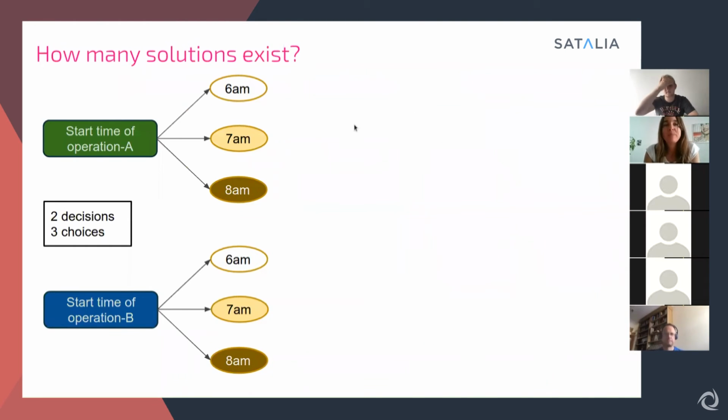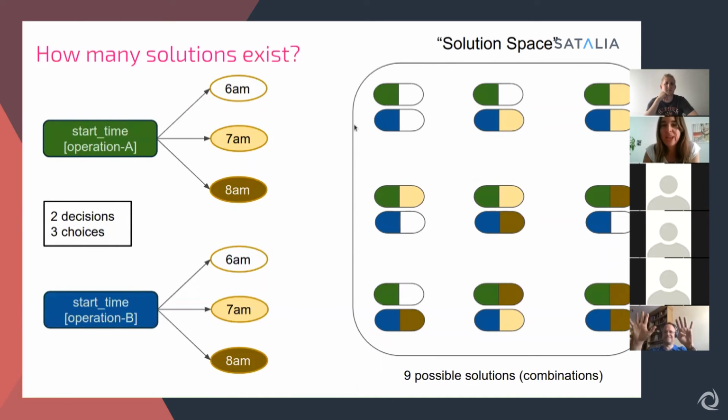Let's look at another example. Let's say we have 3 possible choices for our decisions. How many solutions exist now? Okay, so in this case, we have 9 possible solutions. So we have 9 combinations that are possible.